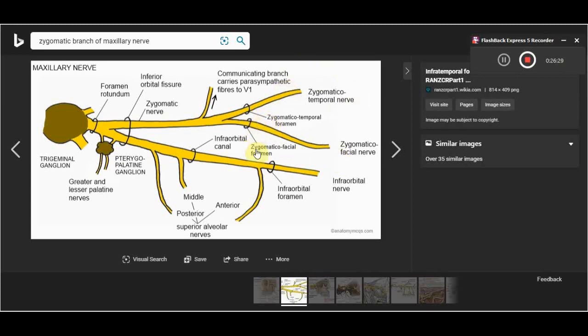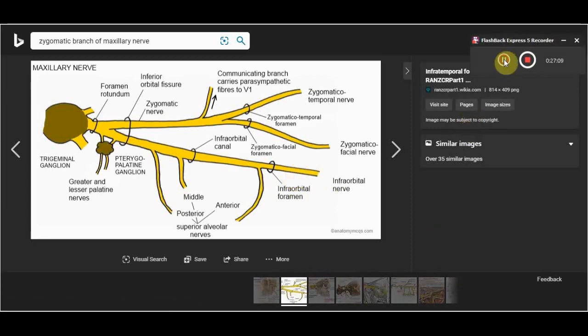Zygomaticotemporal and zygomaticofacial foramen. This one over here is the infraorbital nerve with its anterior, posterior and middle superior alveolar nerves. We've already considered this particular branch, although it is better to now understand that it is in fact a branch of the infraorbital nerve. We've talked about the posterior superior alveolar nerve being the content of the fossa as well, and you can then see it entering via the infraorbital foramen. Then it is no longer in the orbit, rather it is in the face.